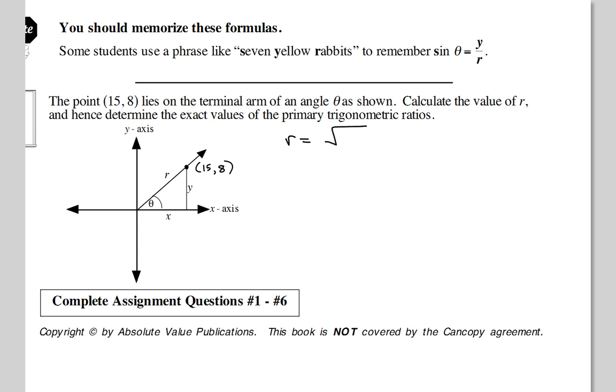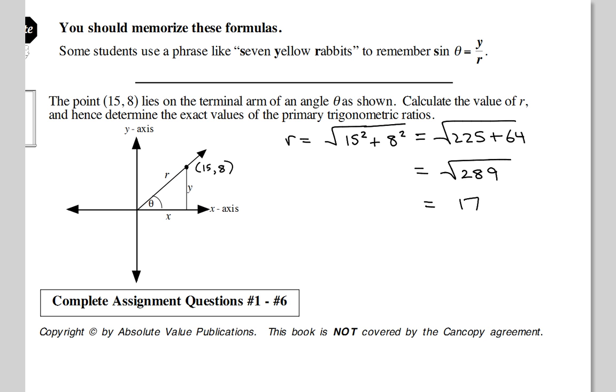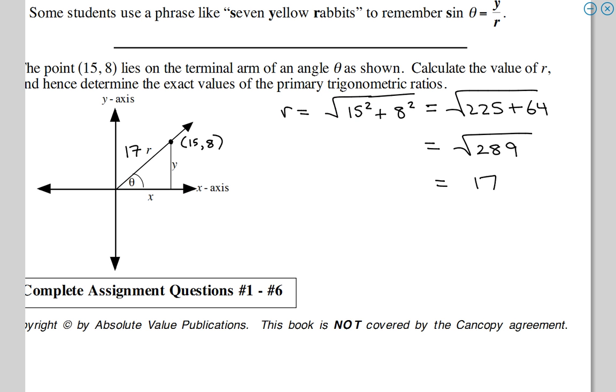Okay, we go 15 squared plus 8 squared. So help me out, 225 and 64, I think. And help me out, 289, is that 17? Okay. So here we have r being 17. Now we can go ahead and find all these ratios, okay?